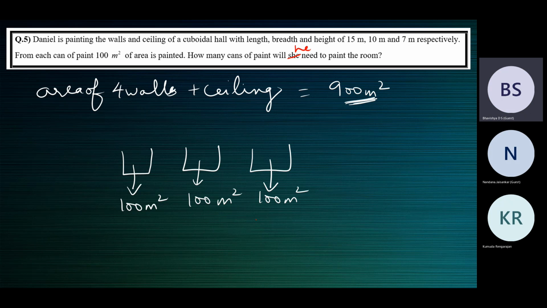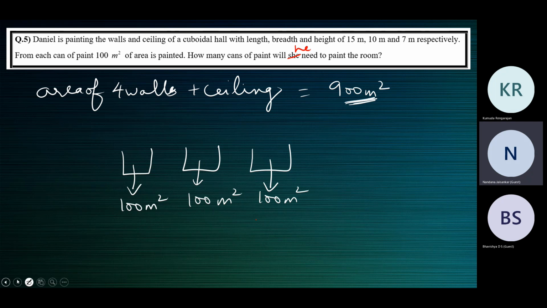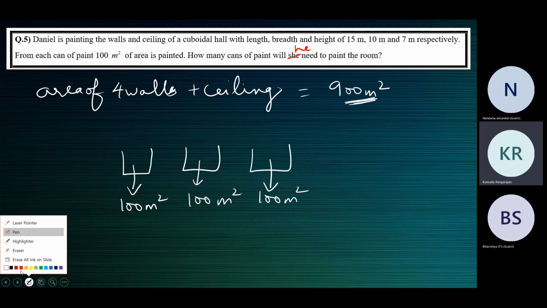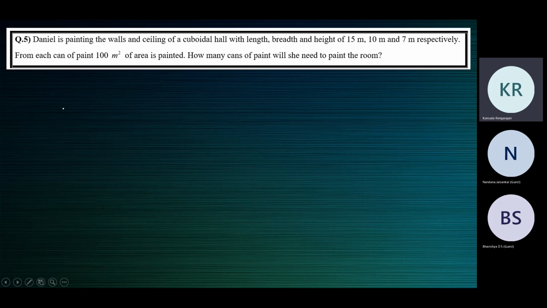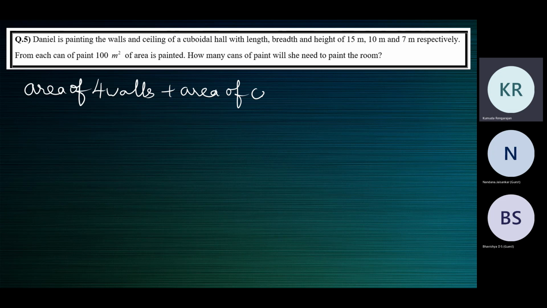900 meter square cans, ma'am. Then first we should convert 900 meter into meter. No, you have not understood. We should multiply. No. Wait. Let me tell you again. Listen carefully. Now, supposing we find the area of the 4 walls and the ceiling, this total area which is to be painted is 900 meters square.